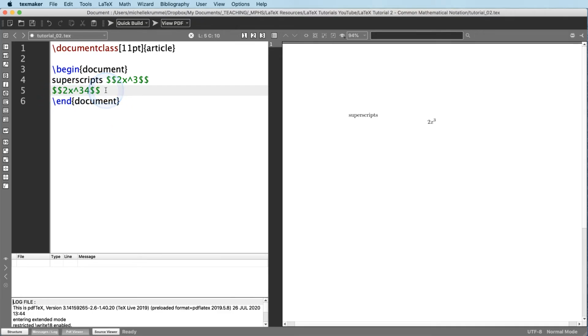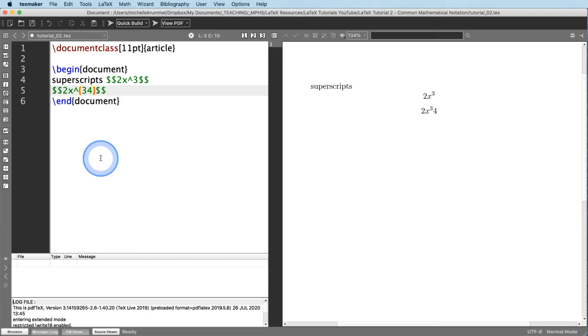So that's fine. But if I want 2x to the power 34, what I'm expecting to see is x in the base and 34 in the exponent. And if we build this, and let me zoom in a little bit more so it's easier for you to see, you can see that the 4 didn't go up into the exponent. So by default, when you use this caret symbol, only the single digit that comes next is going to be placed in the exponent. If you want more than that in the exponent, then you have to use curly brackets.